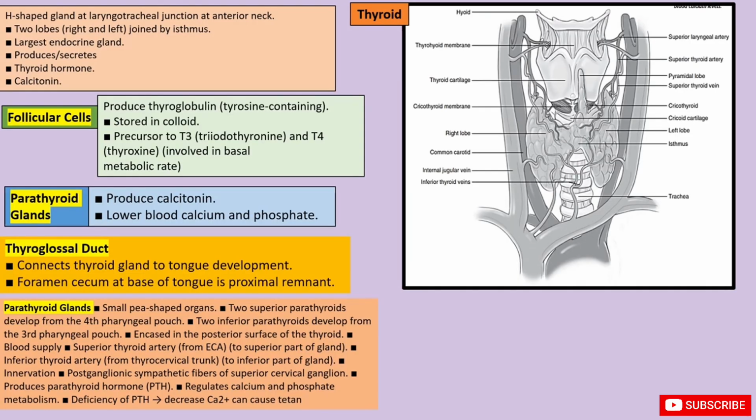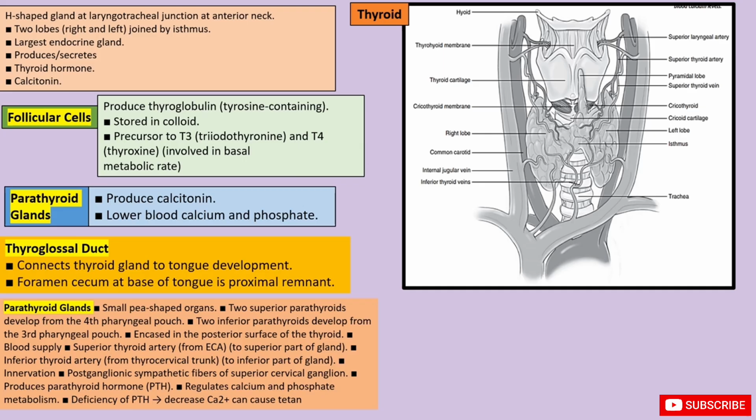Now we can see the thyroid gland here. It's an S-shaped gland at the laryngotracheal junction at the anterior neck, and it has two lobes, right and left, which are joined by the isthmus. Now this gland is going to produce the thyroid hormones T3 and T4. It has follicular cells which produce these hormones, and also parafollicular cells which produce the calcitonin hormone. That calcitonin hormone is going to decrease your blood calcium and works just opposite to parathormone. Parathormone is produced by the parathyroid gland.